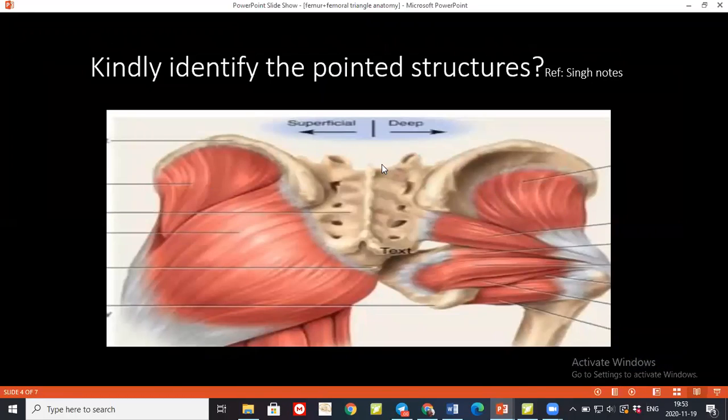Yes, sure, ma'am. What do you see from the superficial to deep, all the muscles, if you can identify. This one is sacrum, and then what are these on both sides? Starting from the left, what is this? This is the iliac crest, ma'am. It is the highest point, the tubercle of the iliac crest. Then which muscle could this be? That is gluteus medius. Then over that is gluteus maximus.